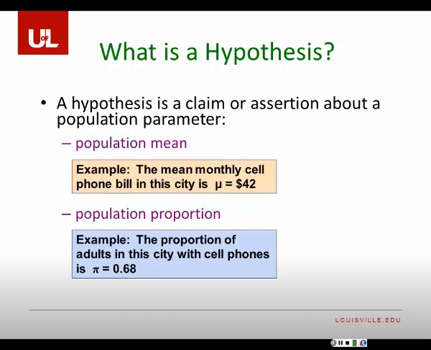So a population mean, for example, the mean monthly cell phone bill in this city is $42. That could be totally false, but we can test that, right? We can test whether or not the mean in this particular city is $42. Population proportion. The proportion of adults in this city with a cell phone is 68%. Again, that's a claim that we can test.